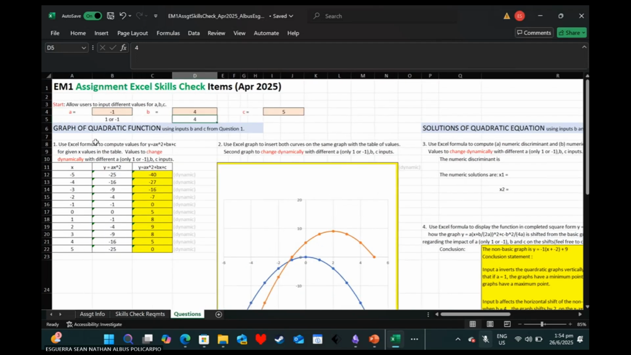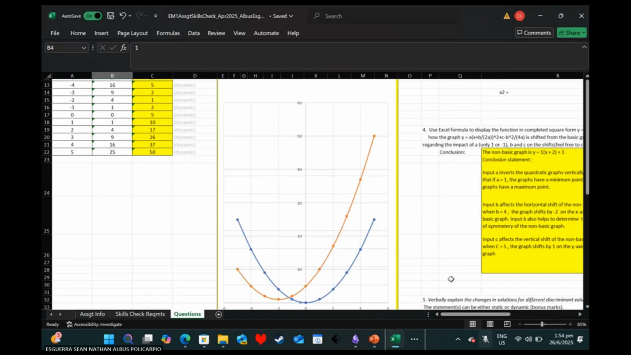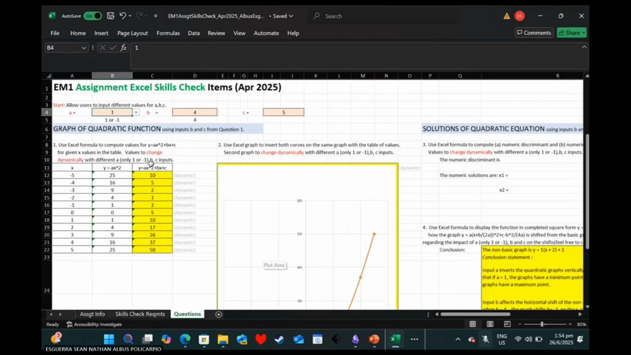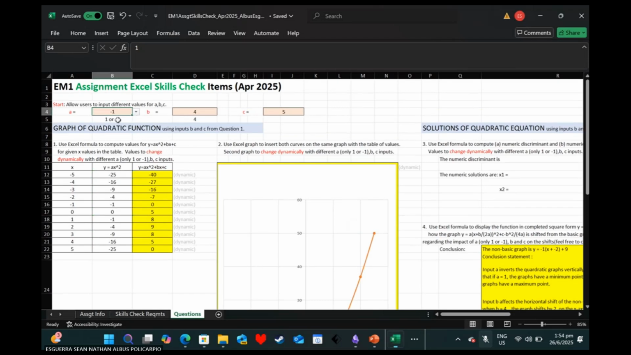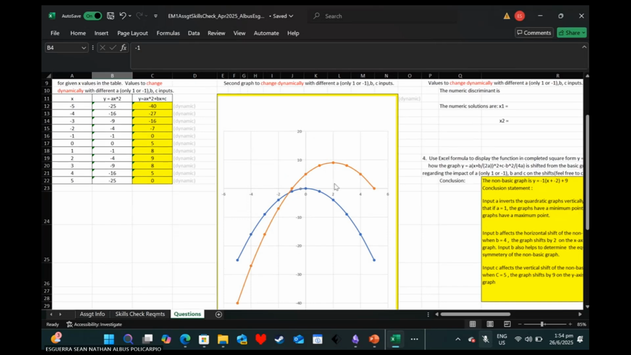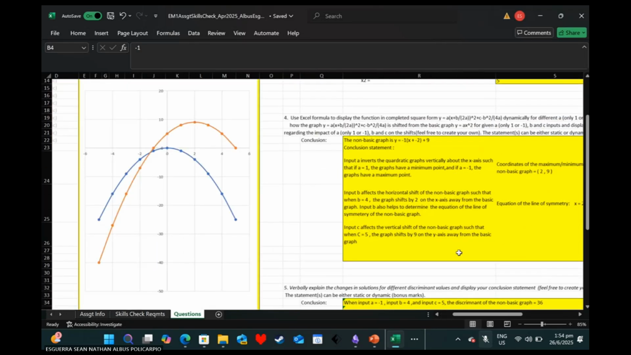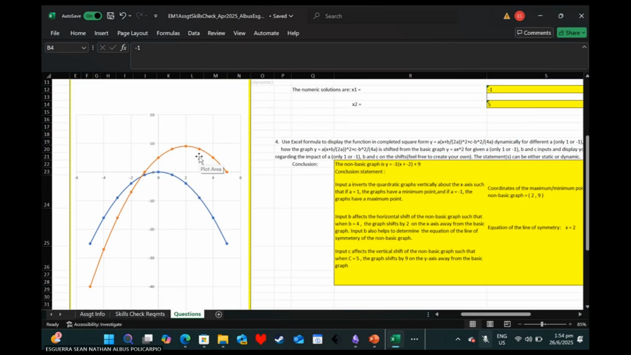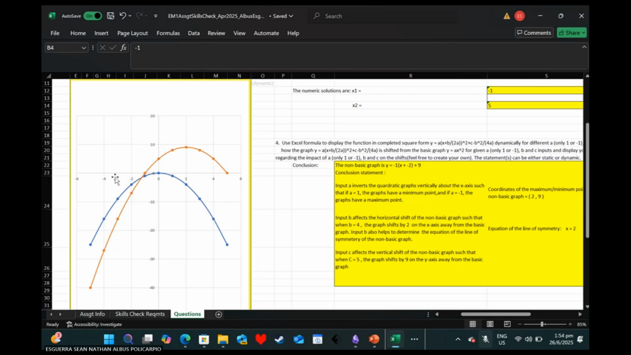Firstly, input A determines the shape and orientation of the graph. For example, when a equals positive 1, the graph would have a minimum point and would have a U shape. In contrast, when a equals negative 1, the graph would have a maximum point and would have an upside down U shape instead. In other words, input A inverts the graph vertically about the x-axis depending on whether it's positive or negative. It also influences the vertical and horizontal shift of the graph as seen by this equation.